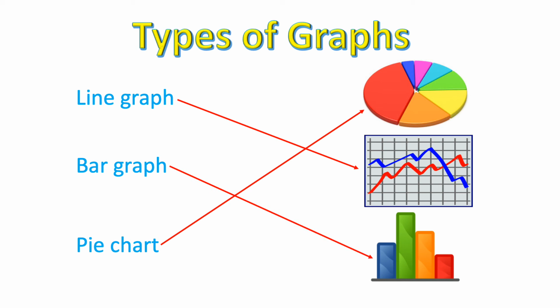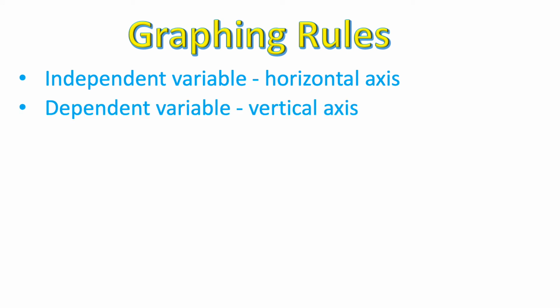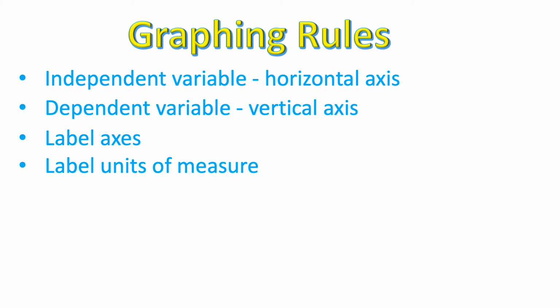So we are now going to go through various graphing rules. First of all, the independent variable should be your horizontal axis. Your dependent variable should be your vertical axis. You need to always make sure you label your axes. This is very important. Label the unit of measurement. So if you are doing how long your MHC takes to complete a maze, your variable needs to be time, and in parentheses, you need to write seconds.